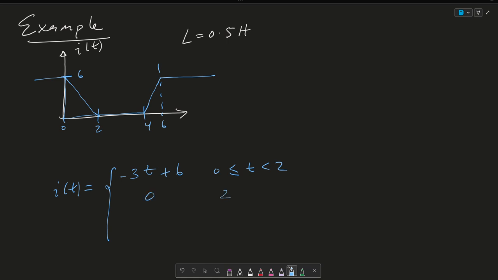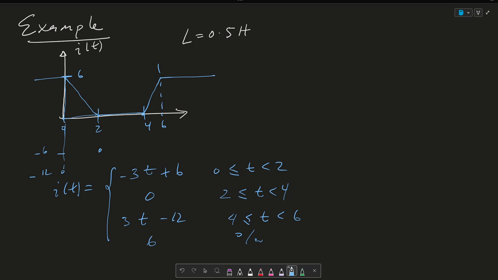It's 0 between 2 and 4. Then it's, again, rise over run here, which is 3t. The y-intercept here, right? It's dropping by 6 every time. So this is negative 6, and then here will be negative 12. So this is positive 3t minus 12 from 4 to 6. And then it's 6 otherwise.